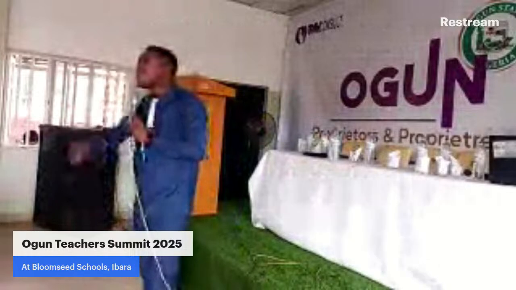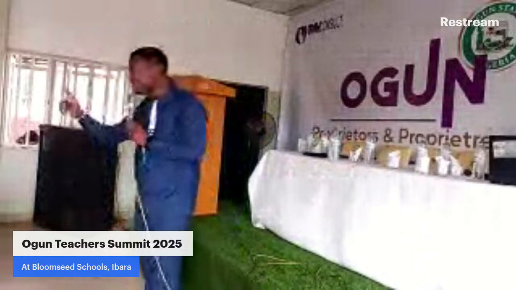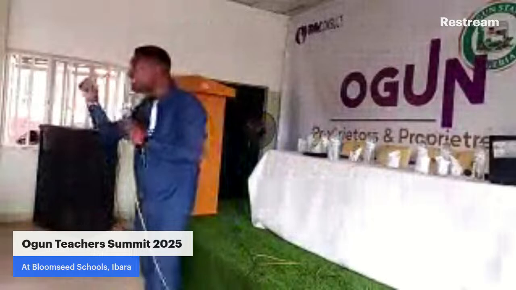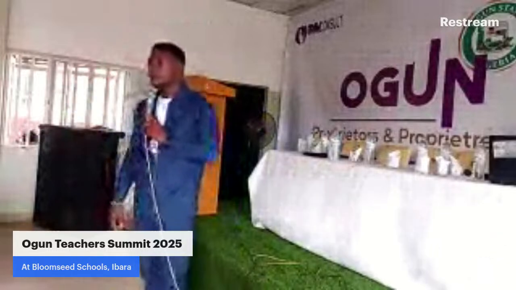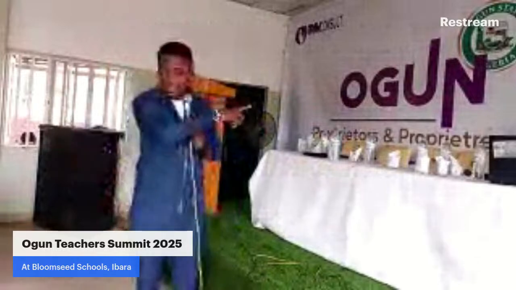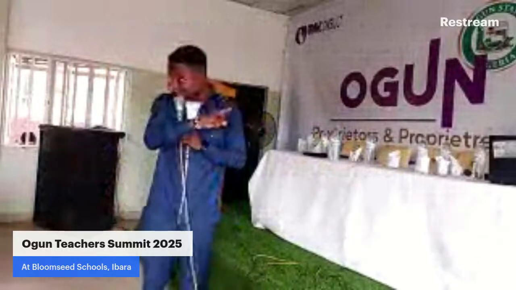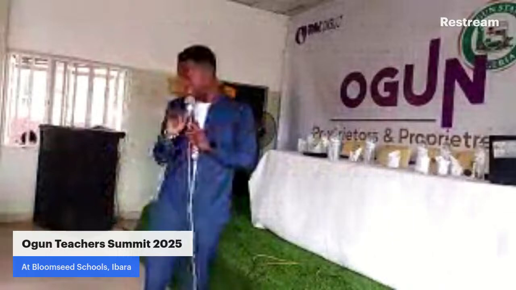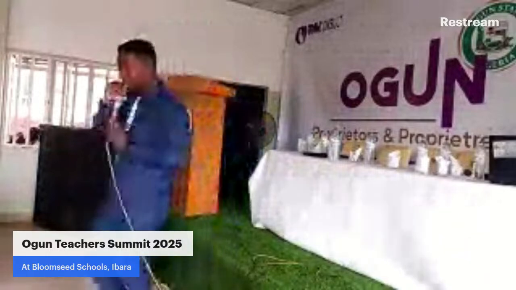The children of the 21st century are not going to be known by their intelligence. They are going to be known by how creative they are. Coach Wale, what do you mean by creative? I'm coming. Let me explain this graph that is here. I want to explain it to everybody.